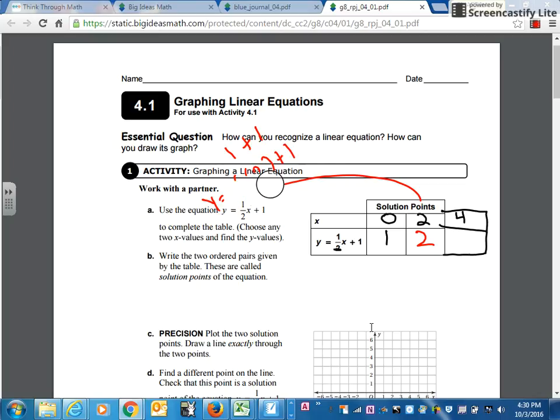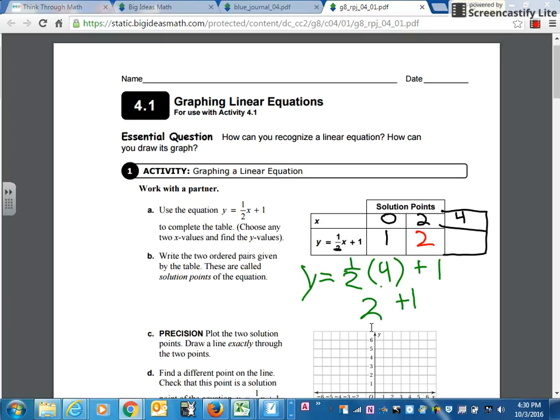Okay? Erase that real quick. Now I need to know what y would equal if x was 4. So y would be equal to 1/2 times 4 plus 1. Okay? 1/2 of 4 is 2, so 2 plus 1, y equals 2 plus 1, or y equals 3. Okay, so now I have 3 points for part C where it says to graph the line.